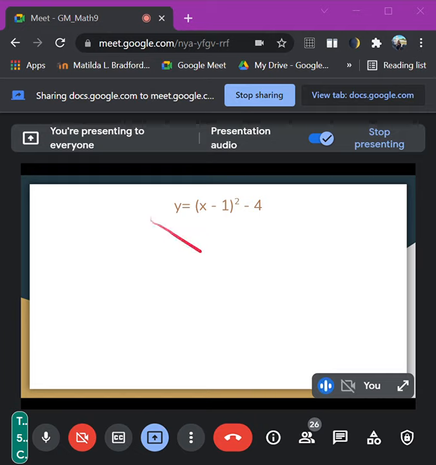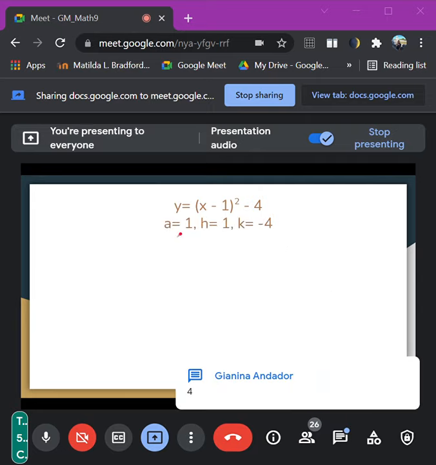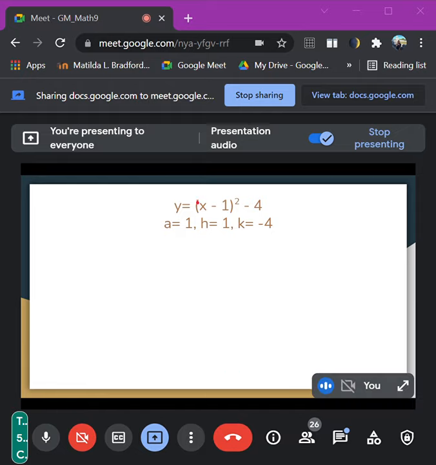So, what is the value of A, class? 1. Very good. For our H, 1. Our K, negative 4. Okay, very good. So, you have there for your A, that is 1, because it is 1x and there is no whole number there. So, that is 1. And then H, you have there, it is negative, so meaning to say positive 1. And then for our K, that is negative 4.